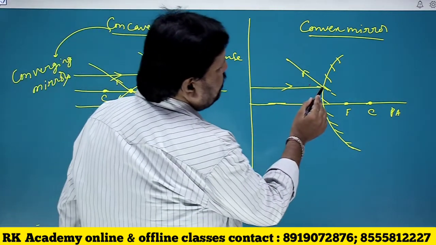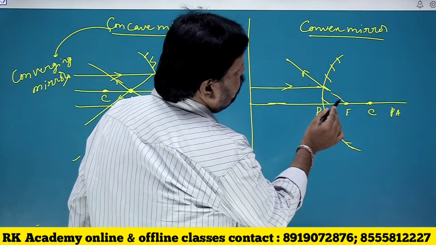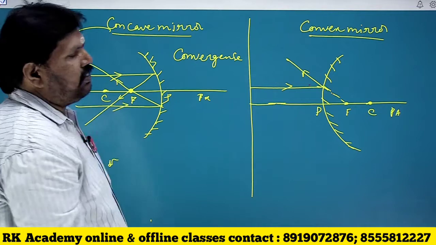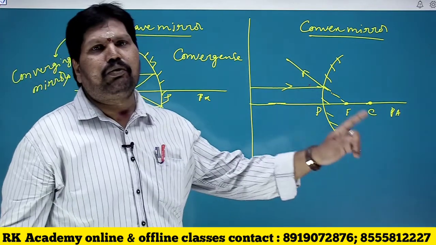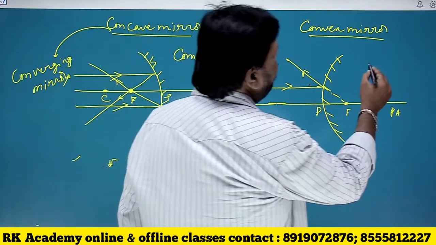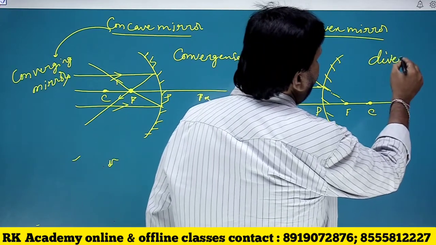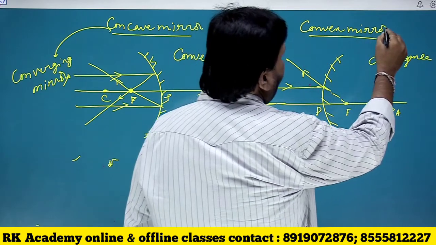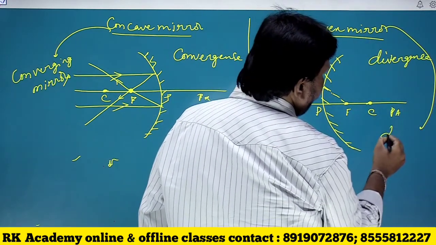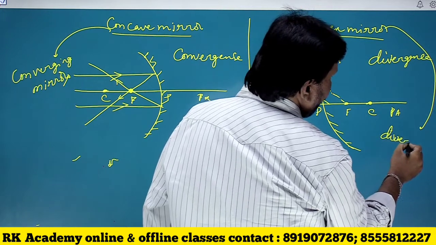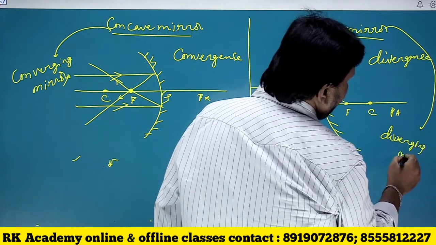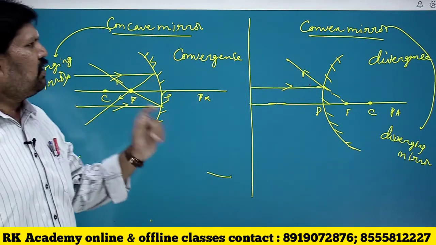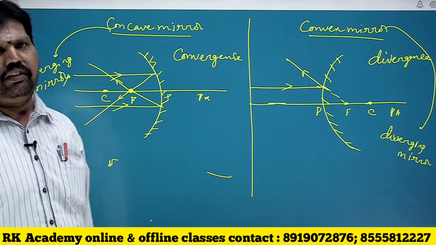But when you extend this reflected ray, it appears to meet at the focus. Here it is appearing to meet the focus. That is why this phenomenon is known as divergence, and the convex mirror is known as a diverging mirror. So concave is converging, convex is diverging.